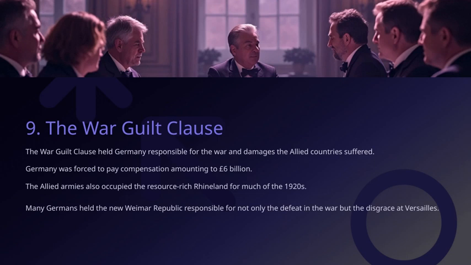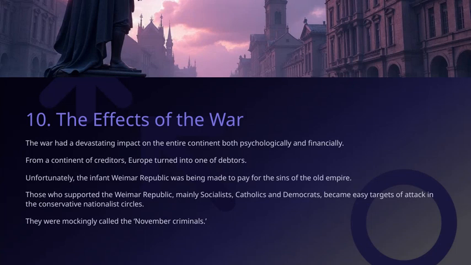The effects of the war were truly devastating across the entire continent. It wasn't just the physical destruction, but also the psychological and financial toll that really shaped what came next. Before the war, Europe was seen as a continent of creditors. People lent money, invested, and built wealth. But after the war, everything changed. Europe shifted from being a creditor to a debtor, struggling to pay off the enormous debts incurred during the conflict. This shift had profound implications, especially for the new Weimar Republic in Germany.